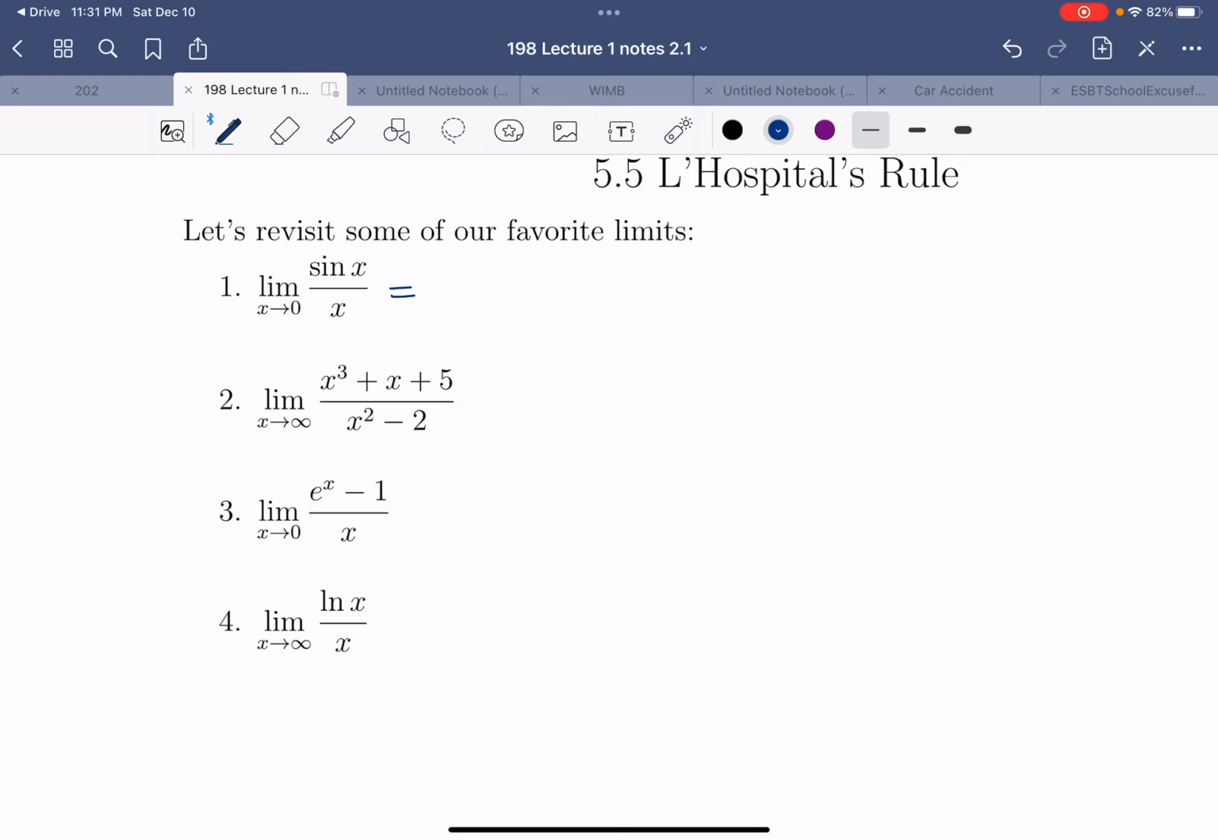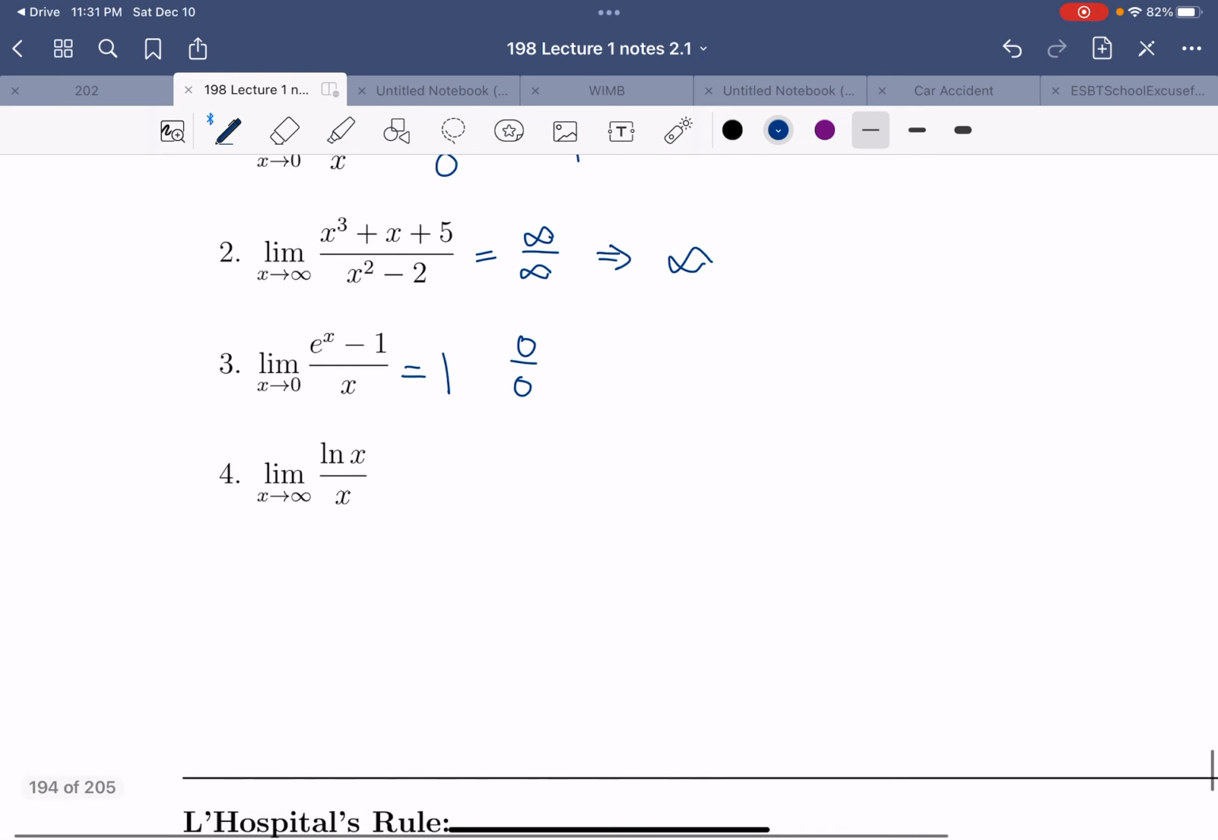this was a special limit. When you plug in 0, you get 0 over 0, but we know that the answer here is supposed to be 1. For number 2, when you plug in infinity on this one, you get infinity over infinity. But we know that we had rules that said, when the higher degree is in the numerator, this goes to infinity. So this should be infinity. This one I told you should be 1, but if you plug in, you get 0 over 0. And this one, we don't have any strategies when we have a natural log. We know that this is supposed to be infinity over infinity.